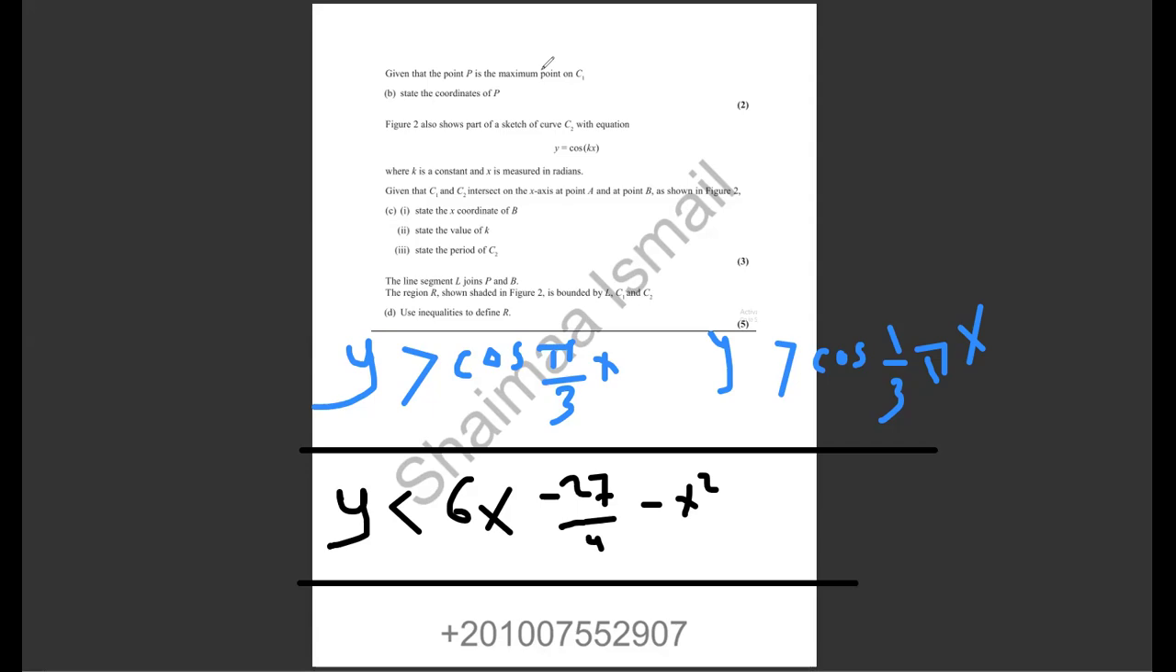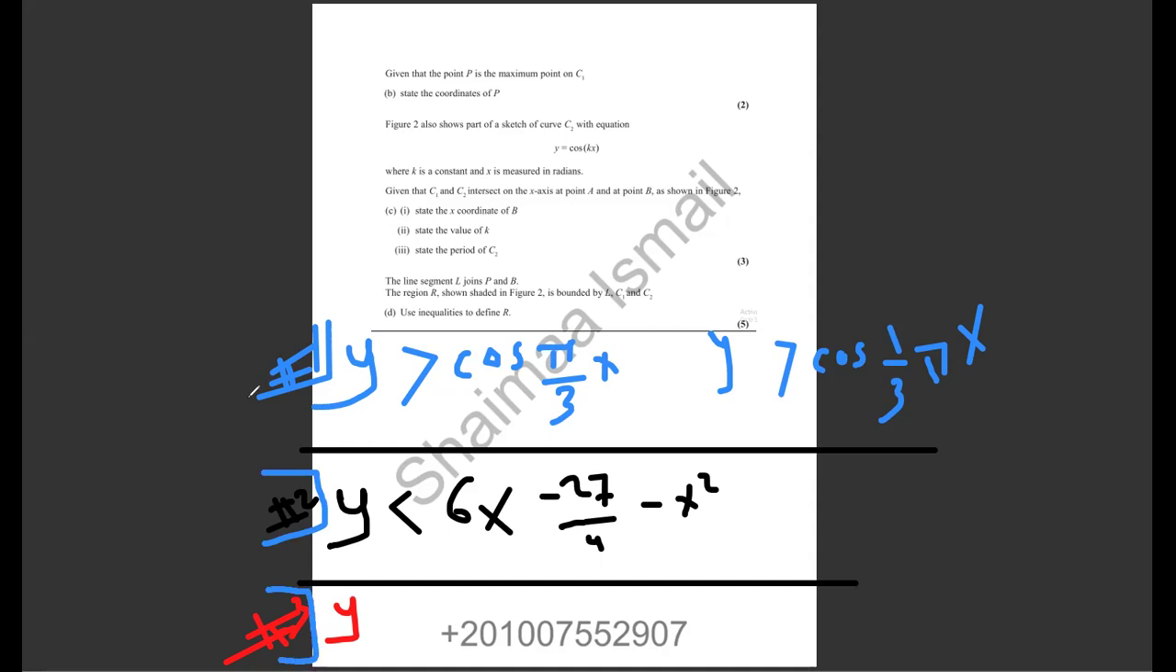The second one was the normal curve line, which was y less than the equation coming from question number A, 6x minus 27 over 4, 27 plus minus x squared, and this was written in the first question. And that is equation number 3. And this was number 2. This was number 1.